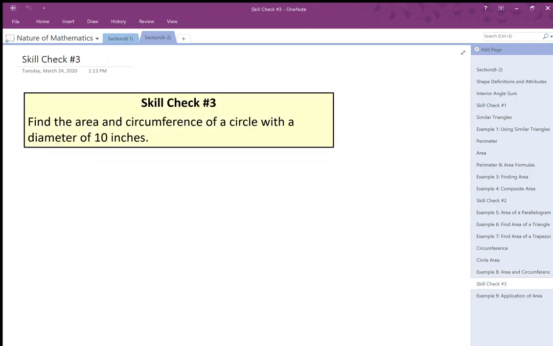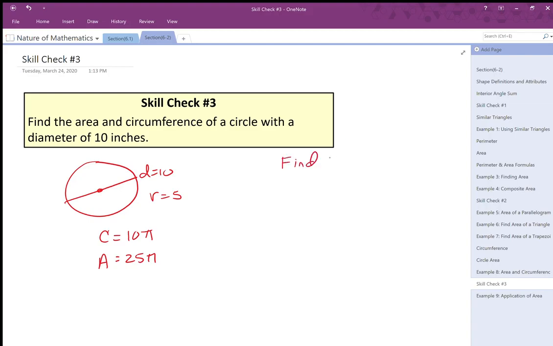Skill check number 3, find the area and circumference of a circle with diameter 10 inches. We did this one already. Radius equals 5, so circumference is 10 pi, area is 25 pi.